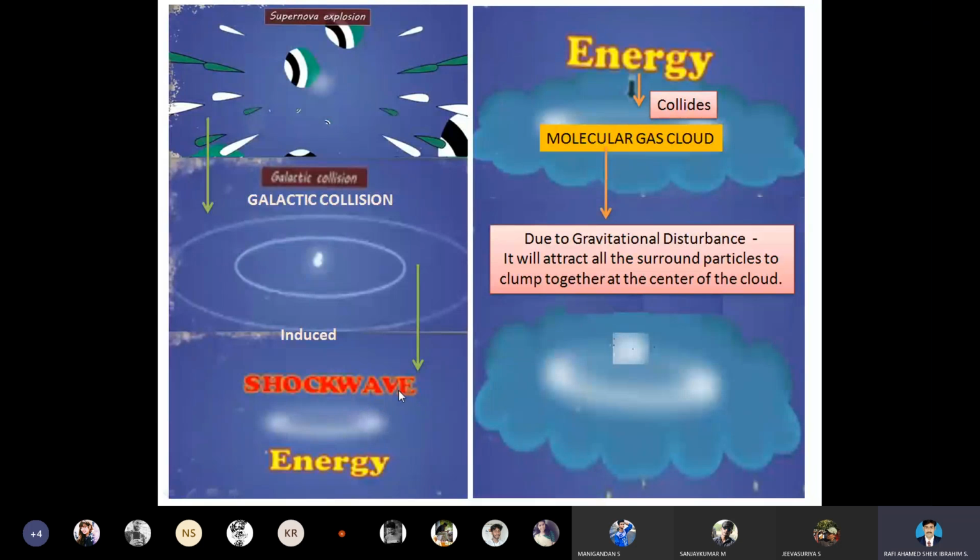The shock wave is nothing but a tremendous amount of energy being emitted. A huge amount of energy is released in the form of a shock wave. So this energy, during the supernova explosion and galactic collision, induces a shock wave. This energy induced from the shock wave collides with the molecular gas cloud.